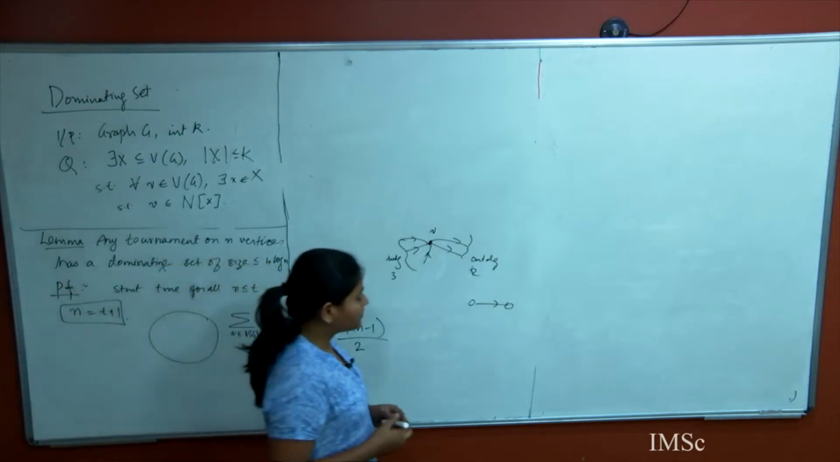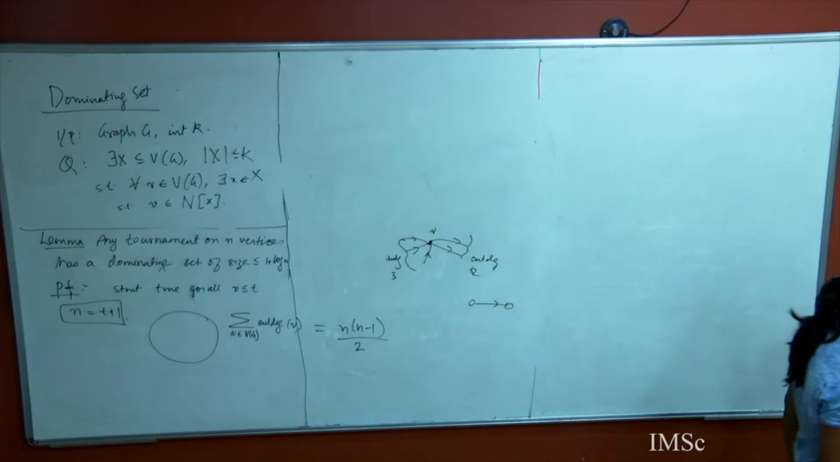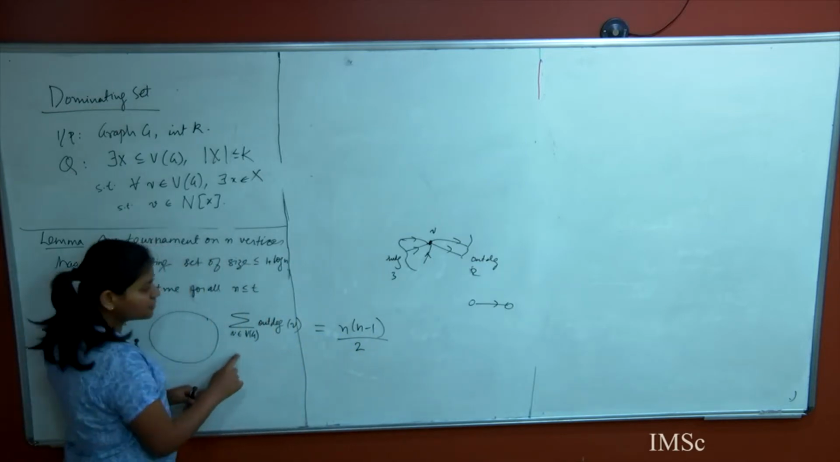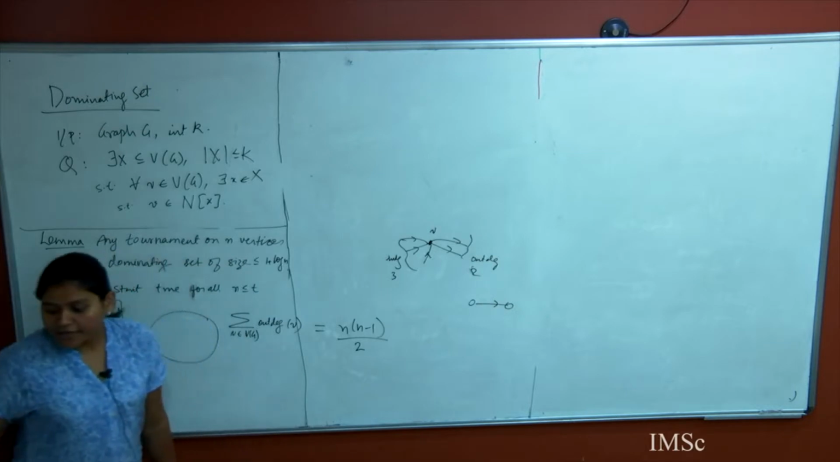Look here, how many edges can there be in an n vertex graph? It's n choose 2, right? There can be at most n choose 2 arcs, and in tournaments there is exactly one arc between every pair of vertices. So the number of arcs is n choose 2. This is why the summation of out degrees is exactly this. Now what does this mean?